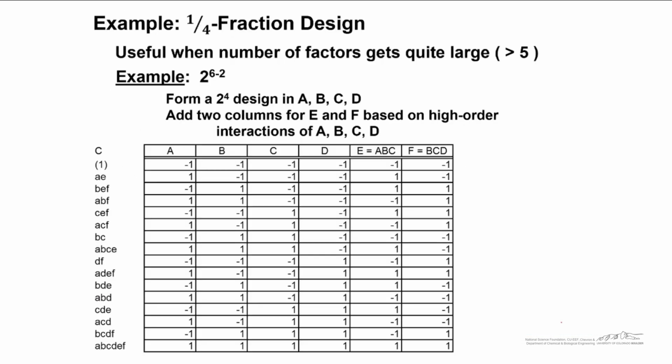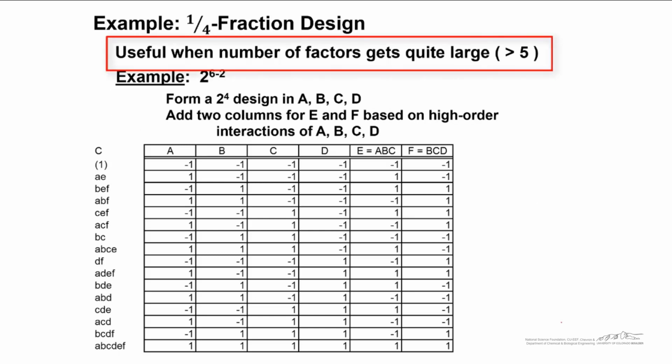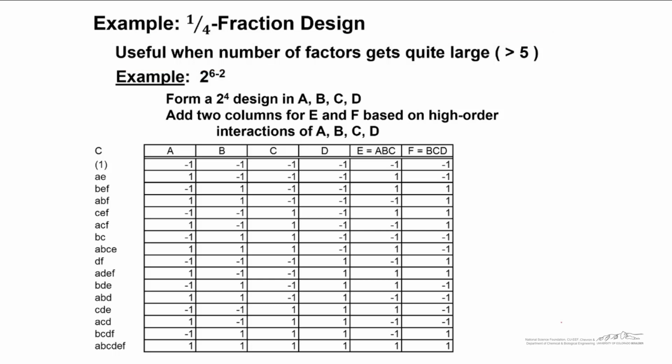Let's take a look at a quarter fraction design. This is useful when the number of factors gets quite large, so greater than 5 factors. An example is a 2 to the 6 minus 2. The shortcut: we start with a 2 to the 4th design in A, B, C, and D, and then we add 2 columns for E and F based on the high order interactions of A, B, C, and D.